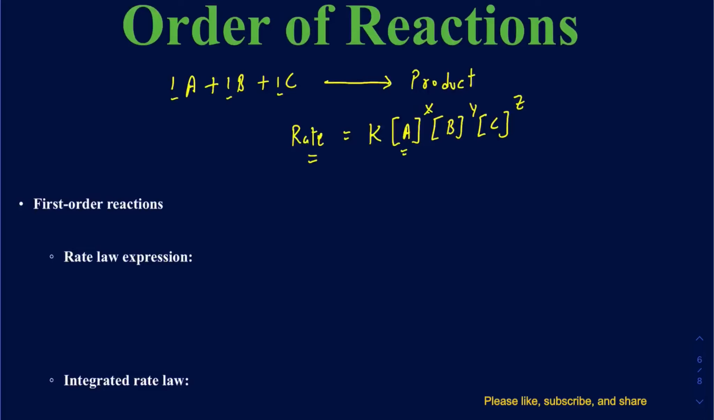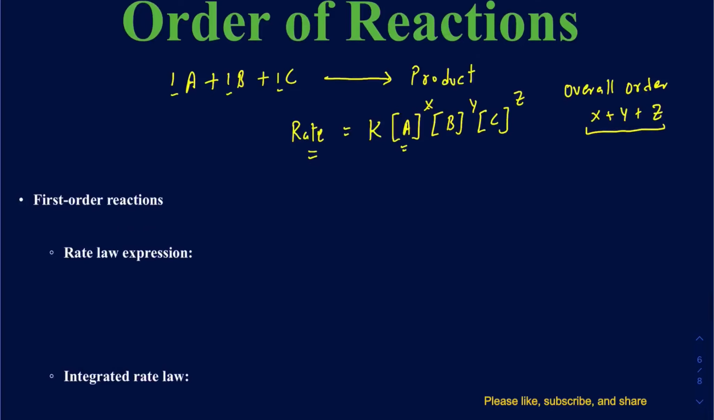So when you look at the overall order of this reaction, it's going to be x plus y plus z. And then you can also say x is going to be the order with respect to A, y is going to be the order with respect to B, and z is going to be the order with respect to C. And the overall order of the reaction is just going to be the sum of all three of those orders. Like I said, it has to be determined experimentally, and now you could have an overall first order reaction, second order reaction, and a zero order reaction. So let's just talk about those one by one.